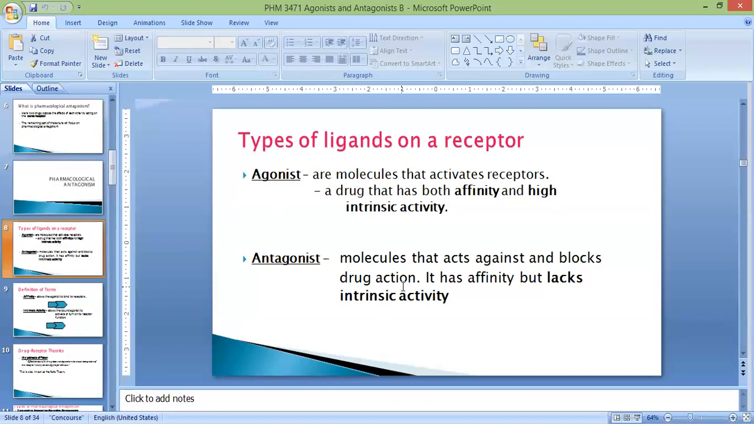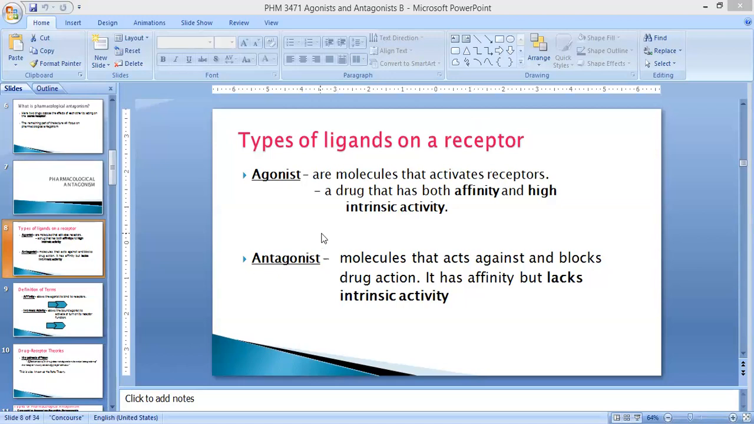Now, there are two types of ligands on a receptor. We have an agonist and an antagonist. We know an agonist mimics the action of the endogenous ligand, right? For example, epinephrine binding to beta-2 receptors brings about bronchodilation. We also say albuterol or salbutamol is a beta-2 agonist because it binds to the beta-2 receptor and also brings about bronchodilation. So agonists just mimic the action of the endogenous ligand.